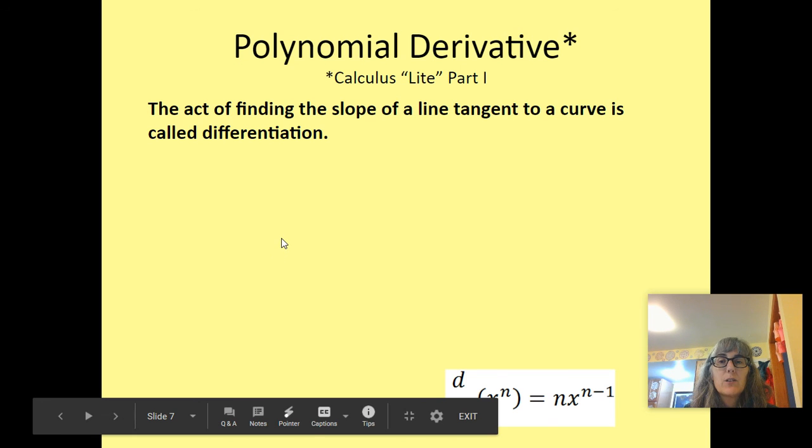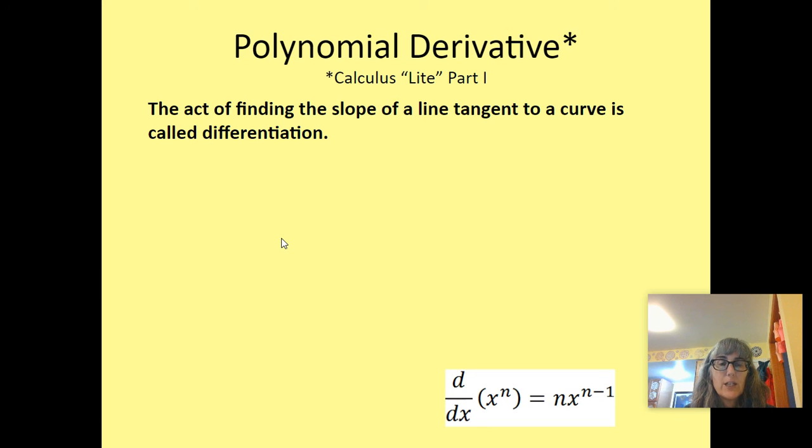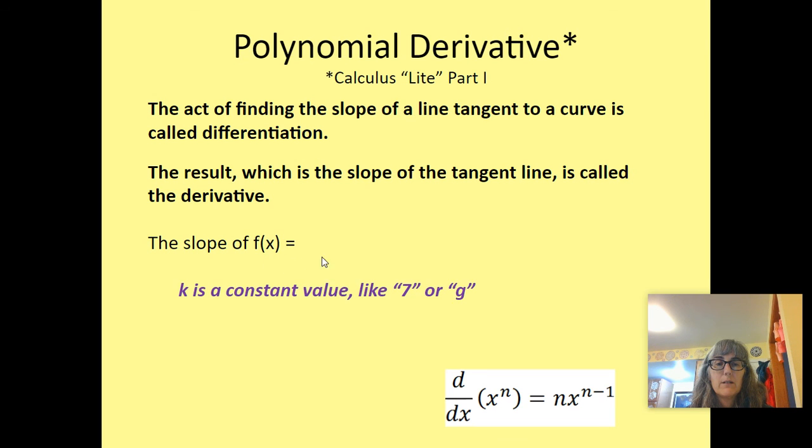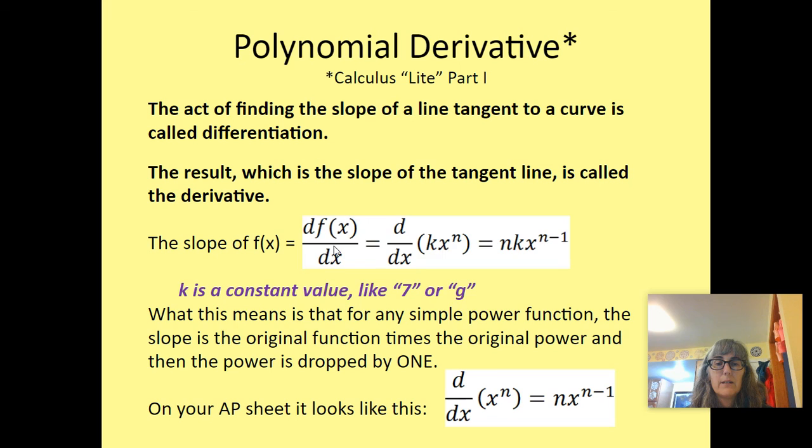The act of finding the slope tangent to a curve is called differentiation, or finding the derivative. The result, which is the slope of the tangent line, is called the derivative, and it gives you a function. And there we go. All right, so if we take the derivative of the function of x with respect to x, that's what this means, then basically what we're doing is we're taking the slope, where this is the rise and this is the run, of every single point on the graph.